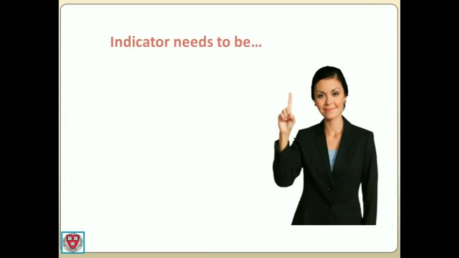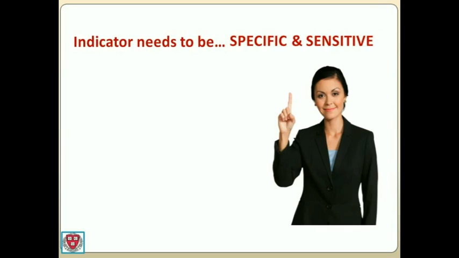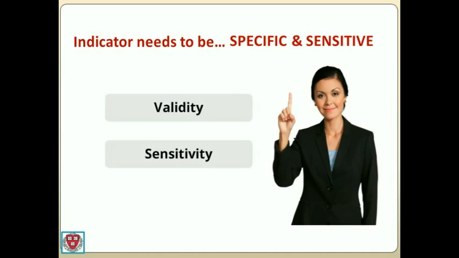The first criterion for an indicator is to be specific and sensitive. Indicators are specific when they measure what they claim to measure and are not confounded by other factors. This is also referred to as validity. Sensitivity refers to the ability of the indicator to capture changes in a situation. These changes can inform decision-making in a timely manner.